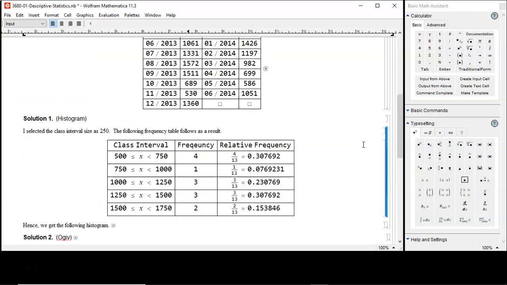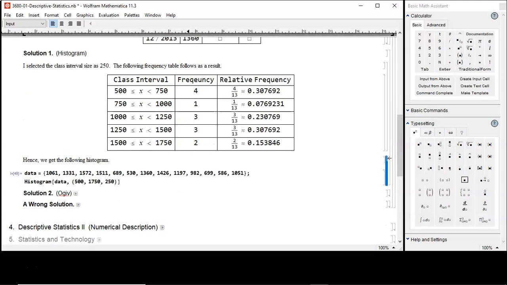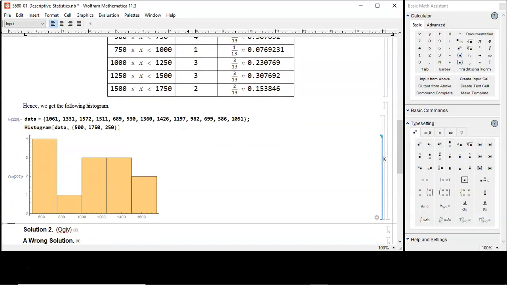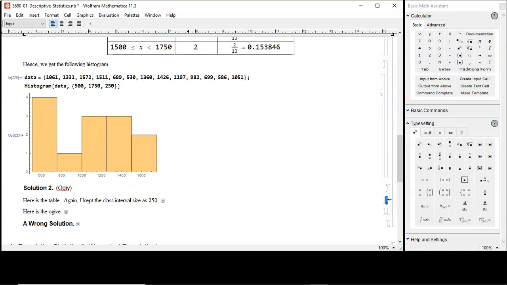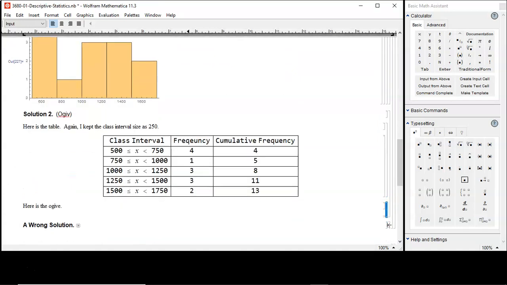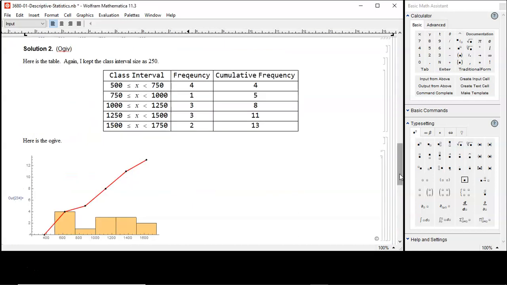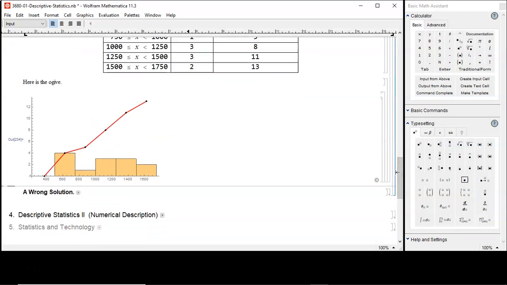Here's an example of a frequency table and a histogram, and then an OGIF. Well, that's about it.